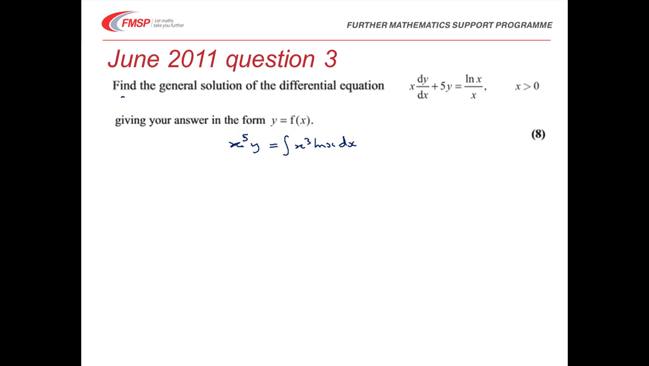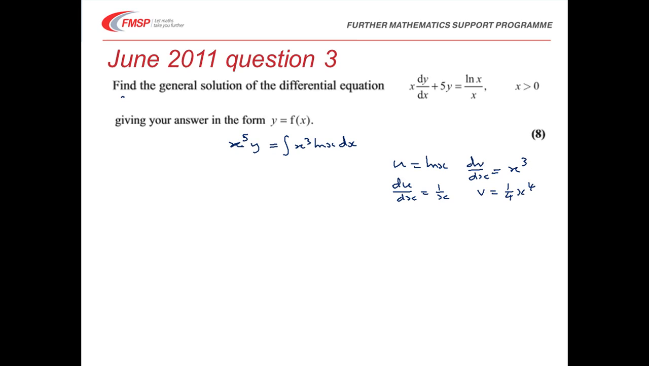So I'm going to need a term called u and a term called dv by dx. Ln x is the obvious term to differentiate, so ln x is going to be the u. It's much easier to differentiate ln x than to attempt to integrate it. So du by dx will be 1 over x. Therefore dv by dx is going to be x cubed, and when I integrate that term I'll get v is a quarter x to the 4.